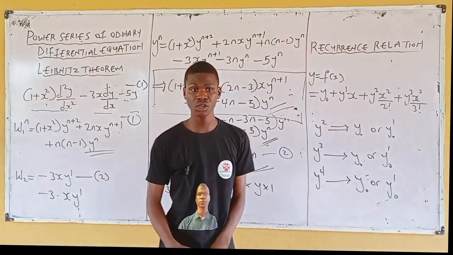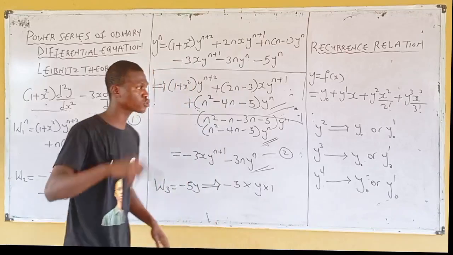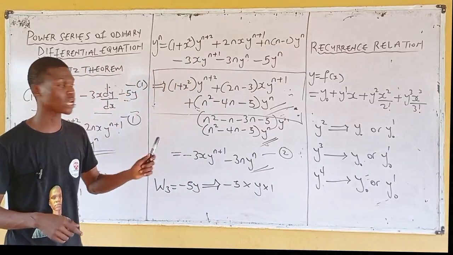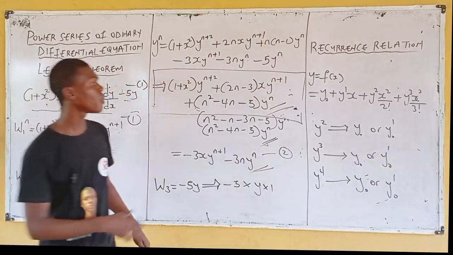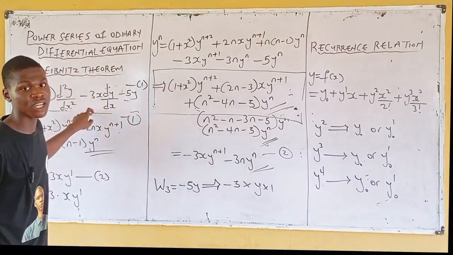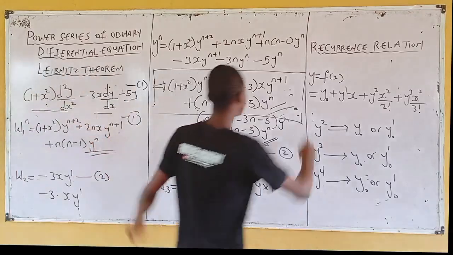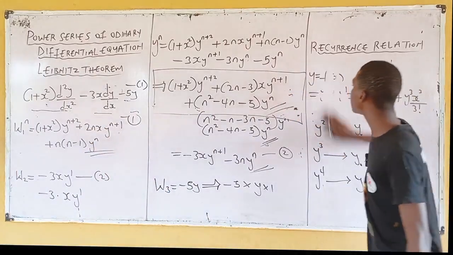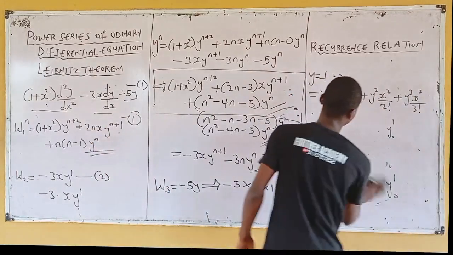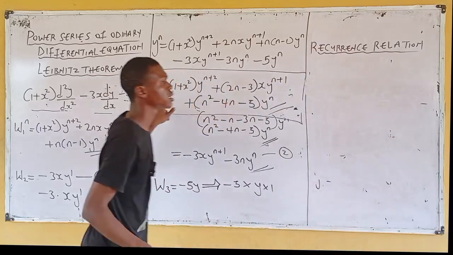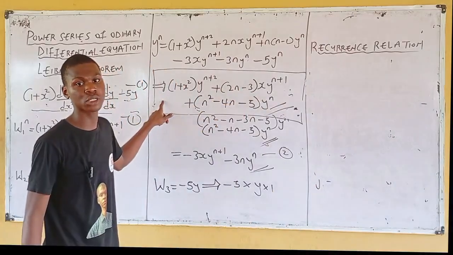And how do we get this recurrence relation? Substitute x equals 0 in your nth derivative. By doing that, say you want to find the recurrence relation of this question. We've gotten the nth derivative as this. Meaning, what we are going to do from here is that anywhere you see x, substitute what?